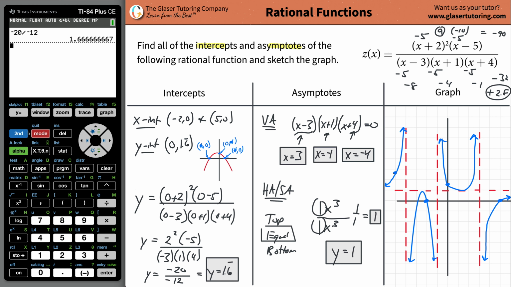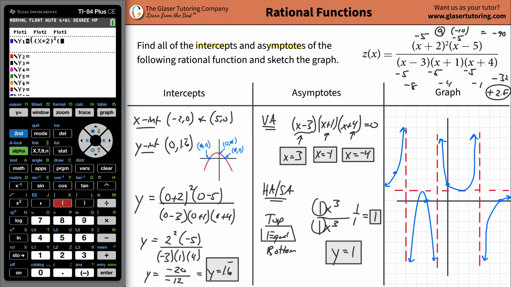To double check, you can go to your calculator. You go to your y equals and plug in the function. So we'll do x plus 2 squared times x minus 5. Be careful with your parentheses, especially when you plug this in. I'm using a double parenthesis because I am trying to keep the numerator separate from the denominator. So there's going to be x minus 3, and then times x plus 1, and then times x plus 4. All right, and let's graph it.